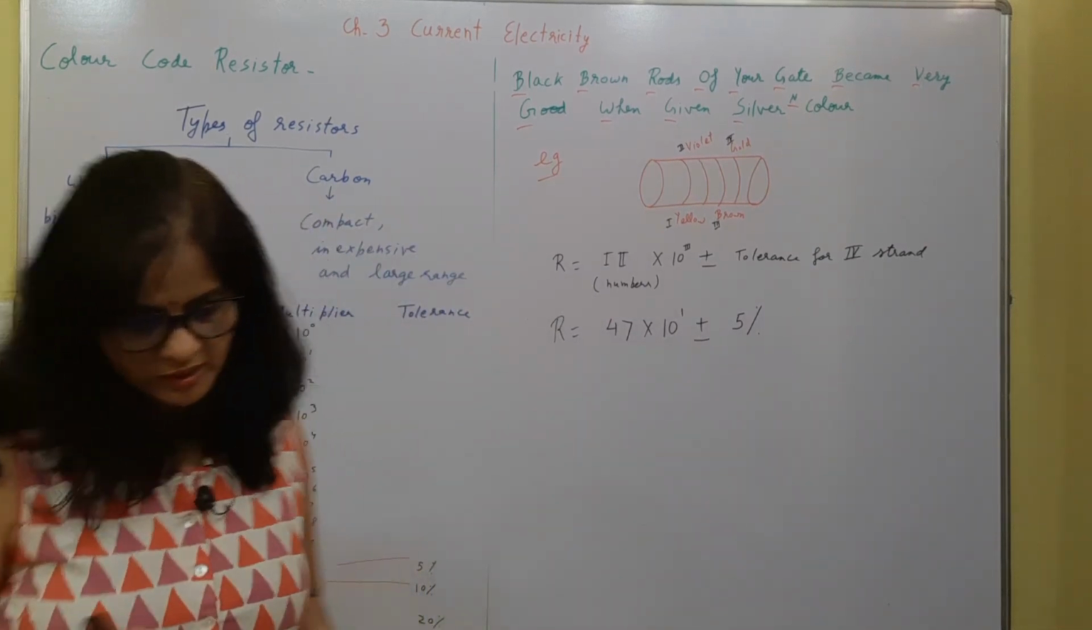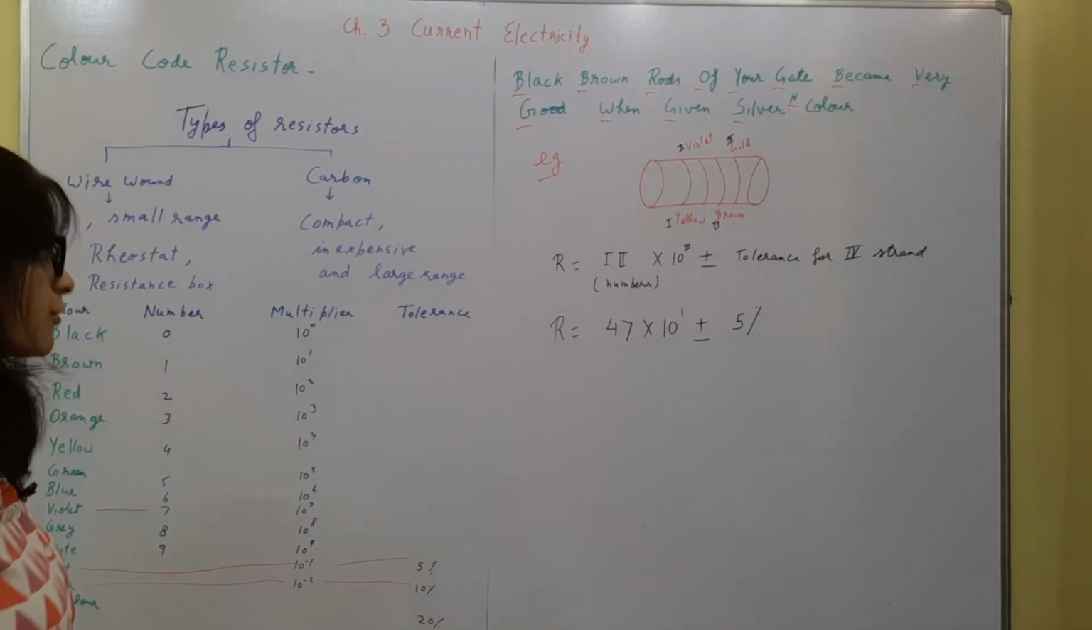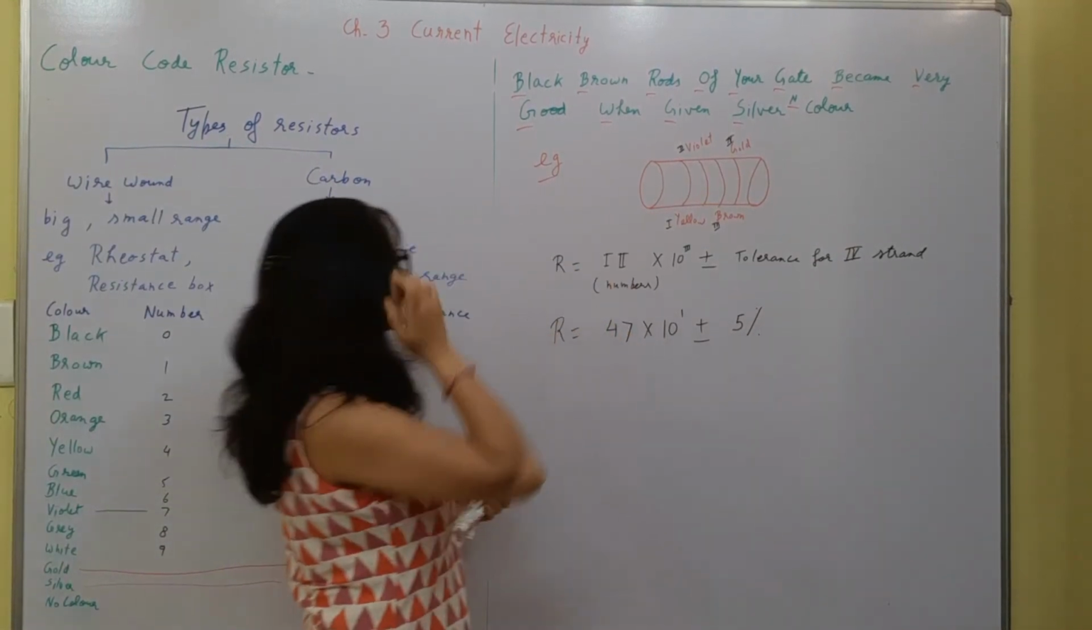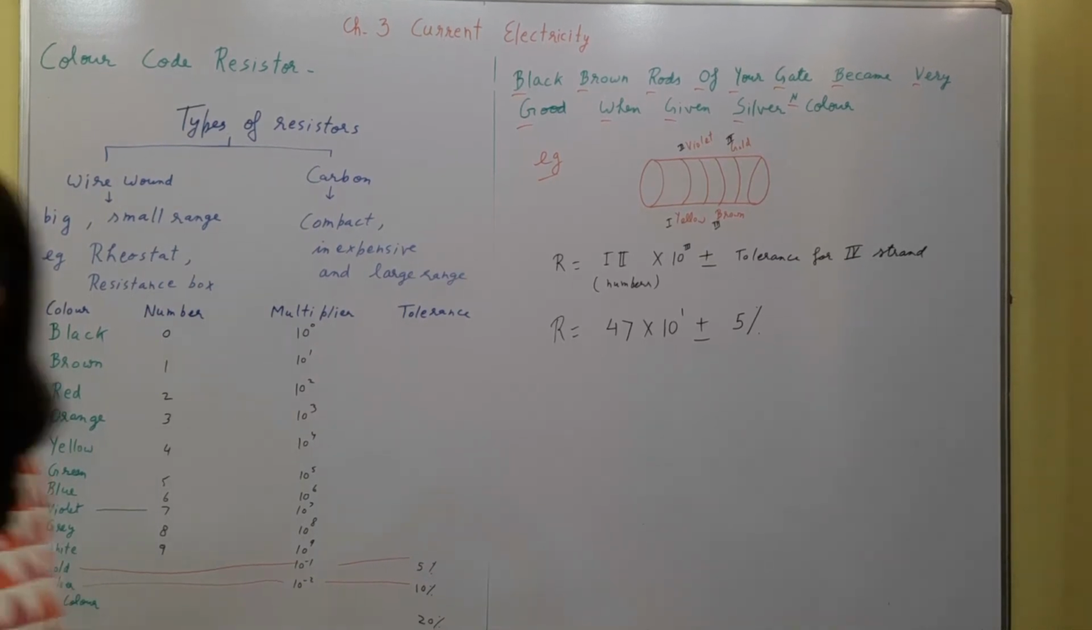Right? So this is your resistance range which you will get by using this resistor. So this is how we calculate the resistance using color code for carbon resistors. I hope you understood this. That's all for now. Have a nice day.